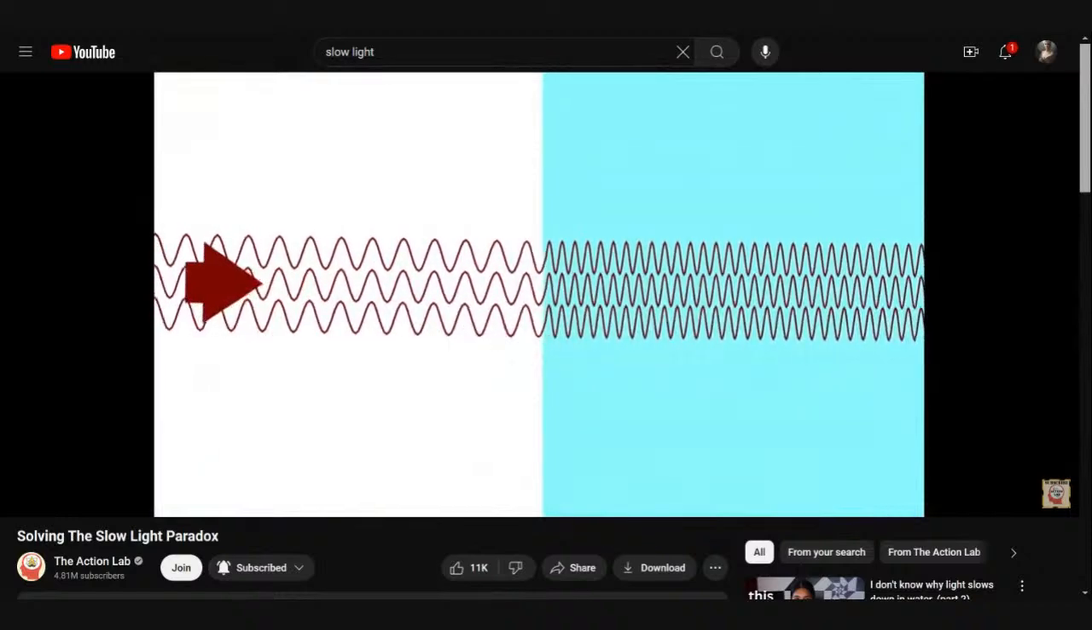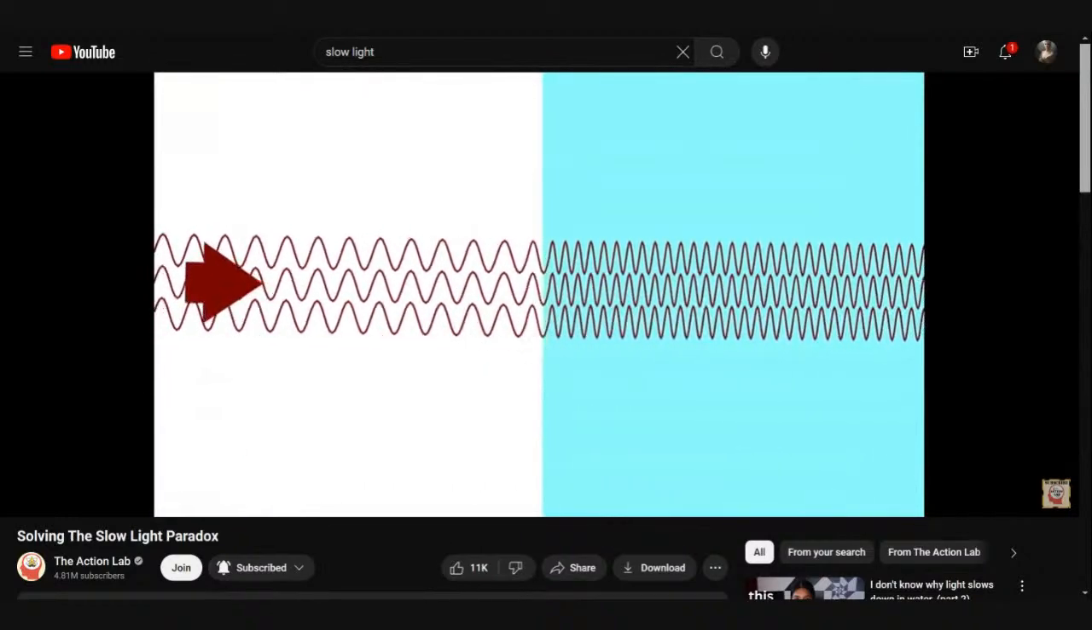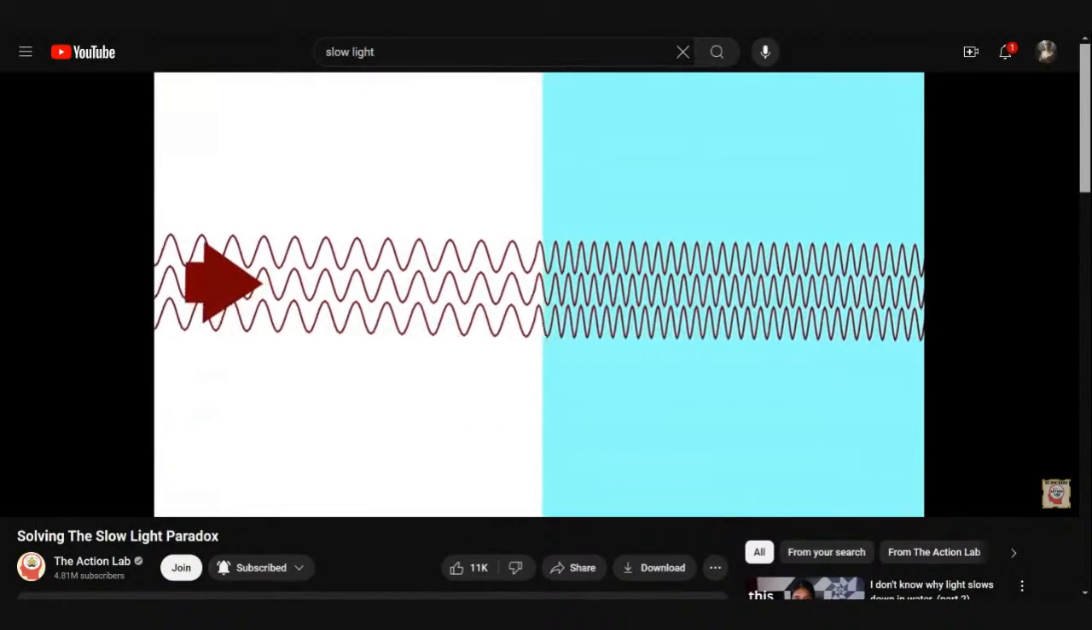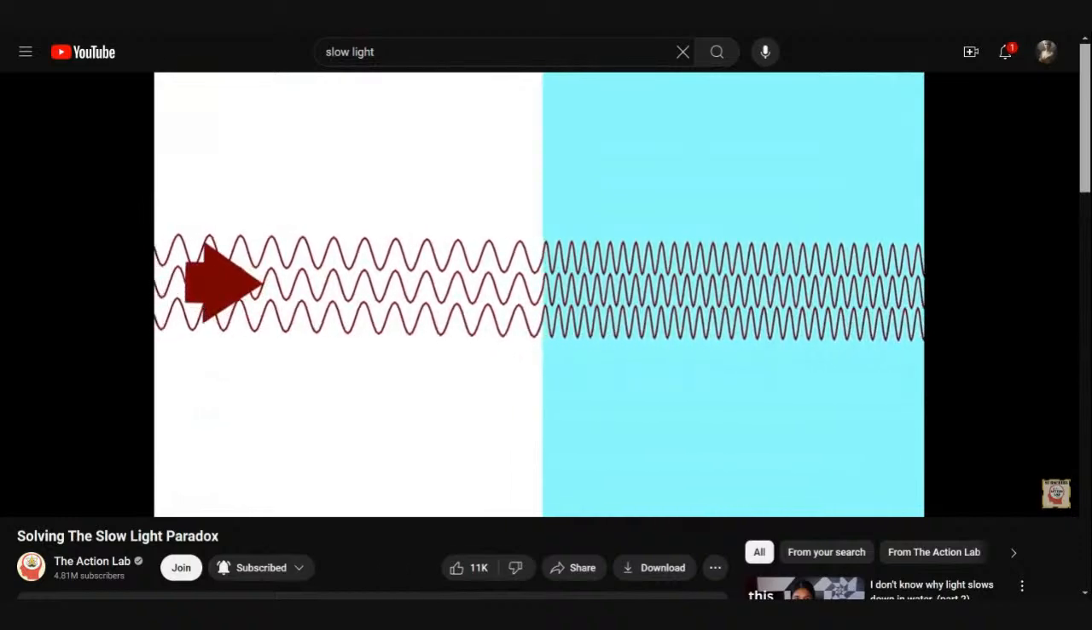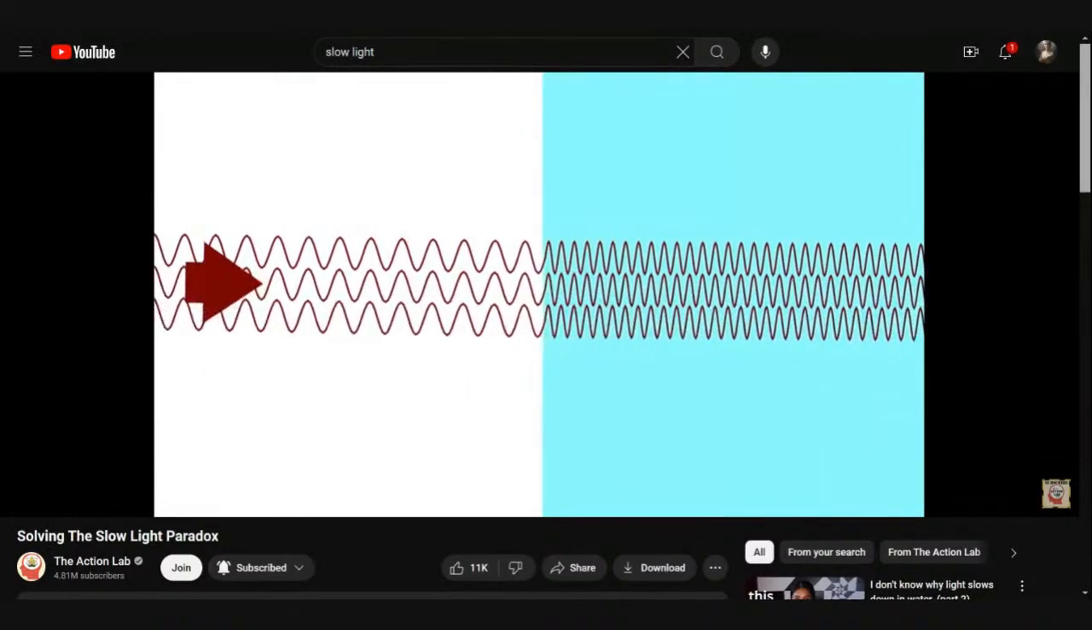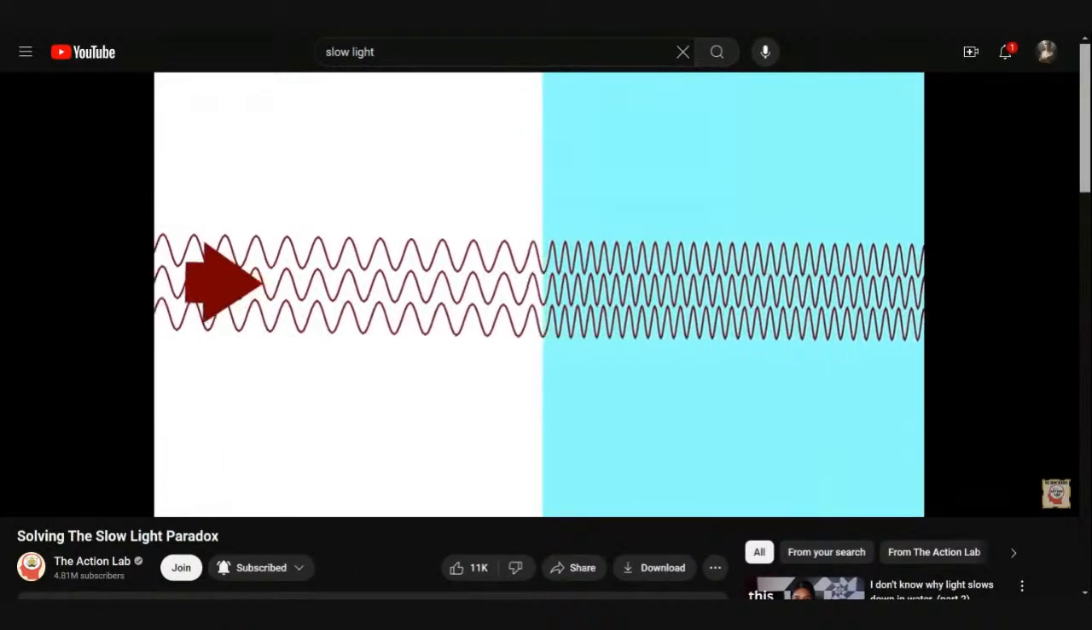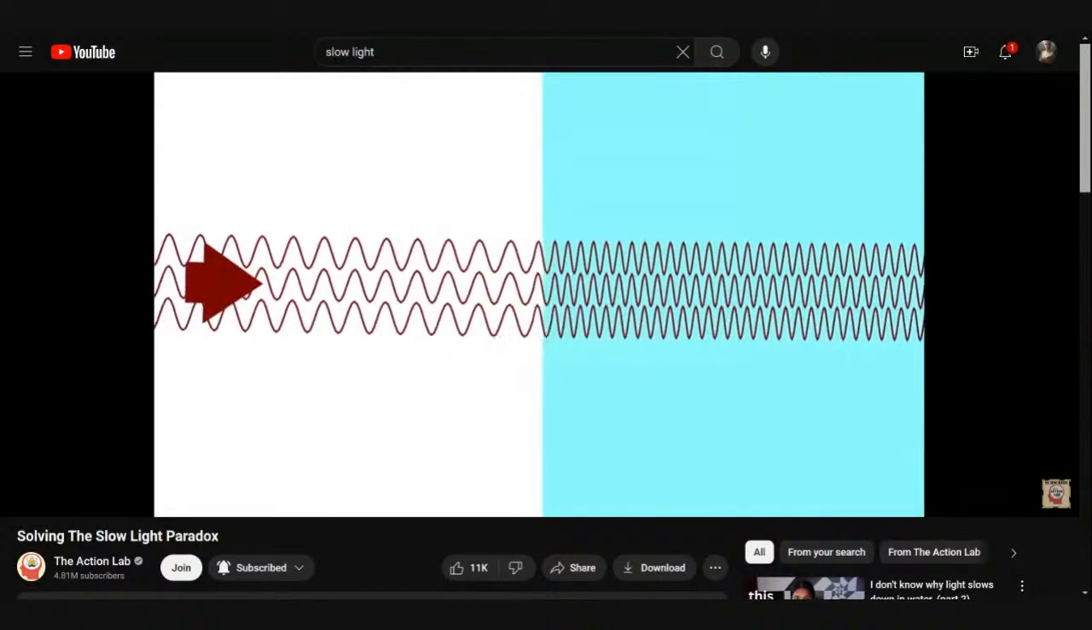So the total effect of this would be that the total light wave appears to be moving slower when it's moving through the material. But really, all of the electromagnetic waves are moving at the speed of light. But the combined wave peaks are actually propagating slower than the speed of light.